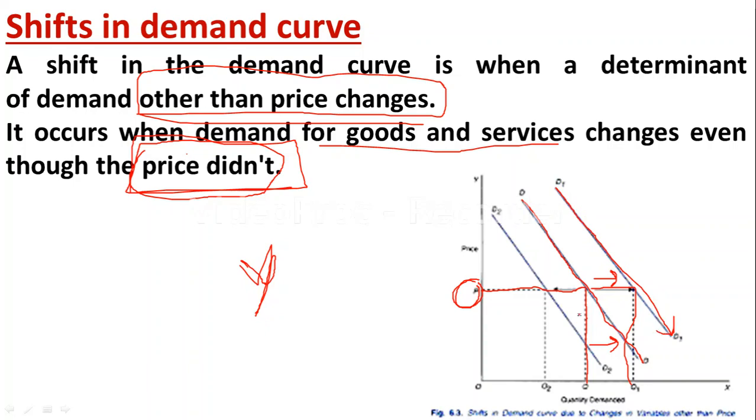When demand increases, the demand curve will shift rightwards. In the same way, if there is a decrease in the income level, even though price is the same, if the consumer's income decreases, the demand curve will shift leftward. This you have to remember very carefully. Then let us see movements along the demand curve.